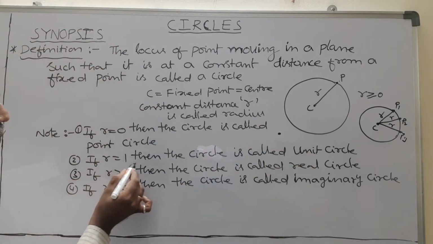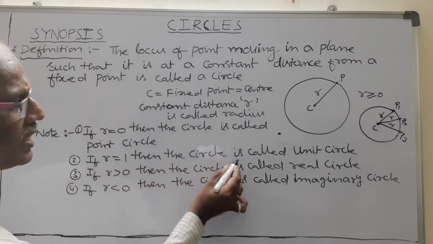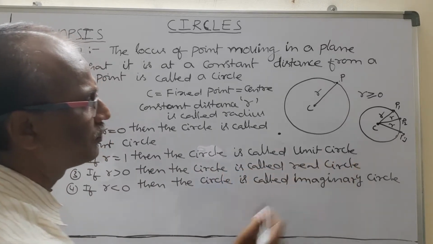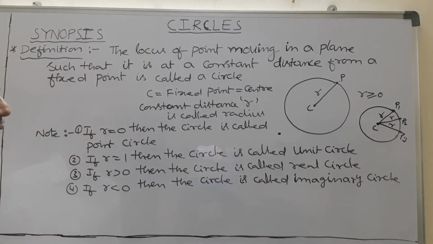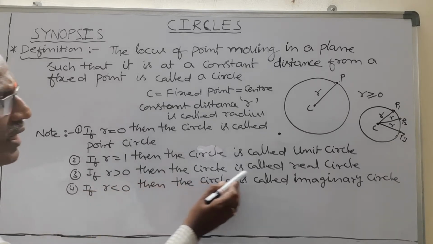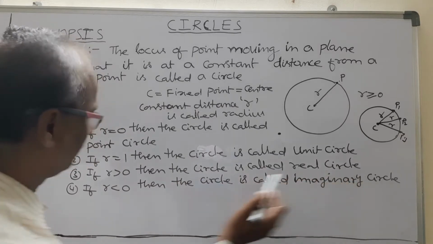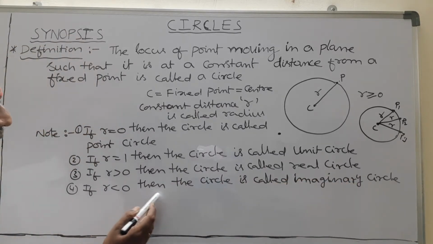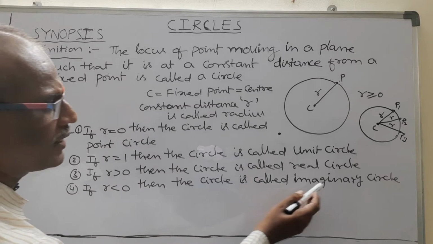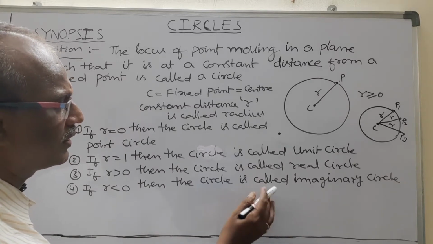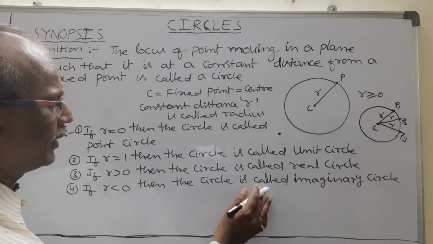If R equals 1, then the circle is called a unit circle. If R is greater than 0, then the circle is called a real circle. If R is less than 0, then the circle is called an imaginary circle. These circles lie on a plane.